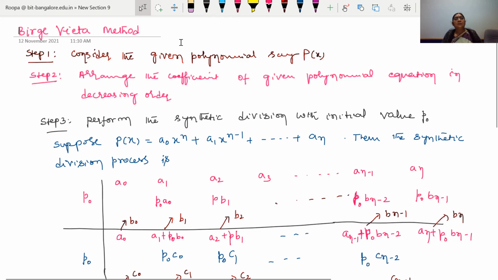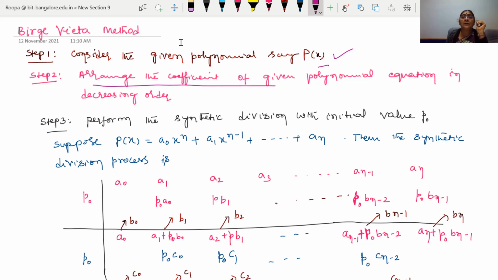The very first step is to consider the given polynomial, say P, already written on the board. The steps I'm going to explain are based on that. First, whatever polynomial they give, we take it as P of x. In the second step, arrange the coefficients of the given polynomial equation in decreasing order. Suppose the polynomial is of degree 3, you write the first term of degree 3, then degree 2, then x, then a constant. You write the polynomial in decreasing order.